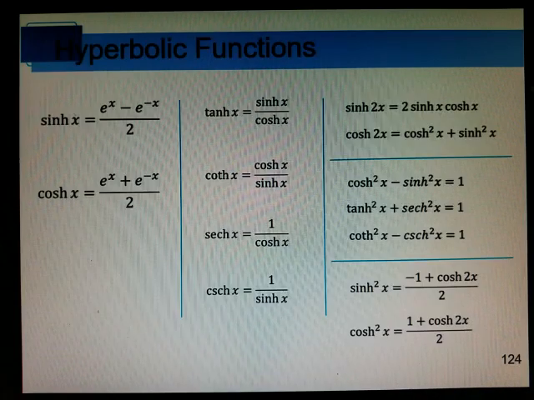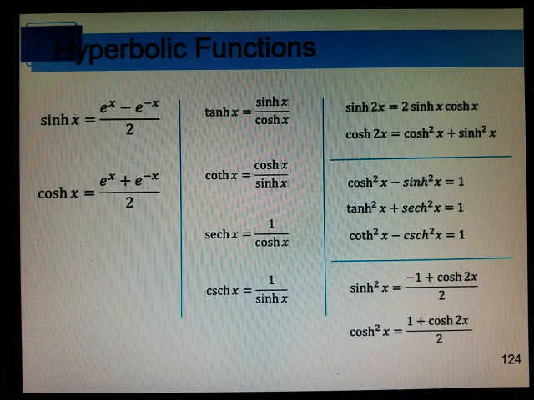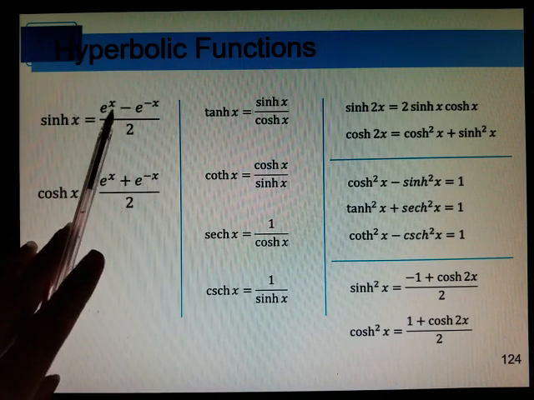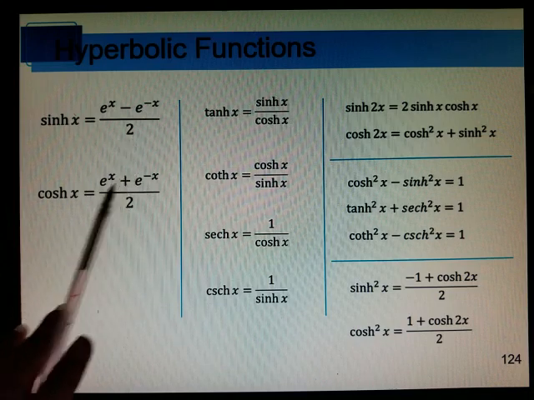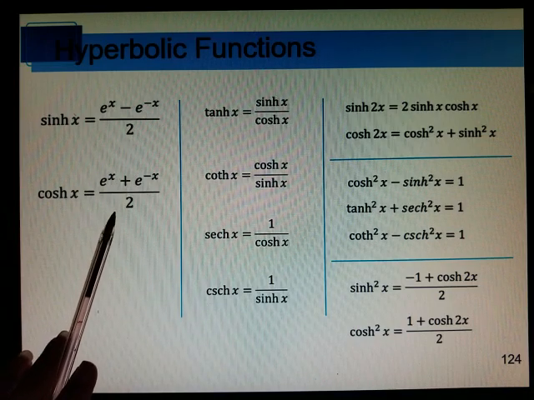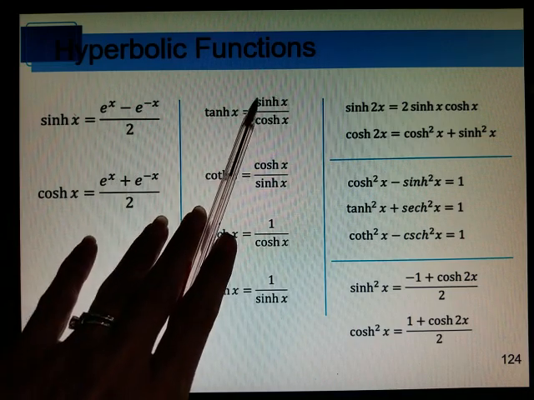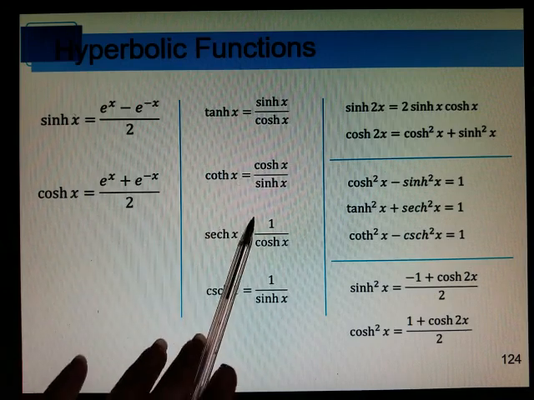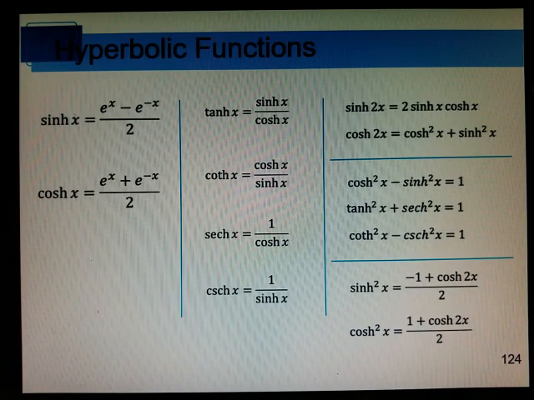So first off, we want to define what our hyperbolics mean. The hyperbolic sine of x is defined to mean this right here. It's e to the x minus e to the negative x over 2. And hyperbolic cosine is defined to mean that. Hyperbolic tangent will be hyperbolic sine over hyperbolic cosine, and then your cotangent, your secant, and your cosecant. Those resemble our other rules from trig as well.